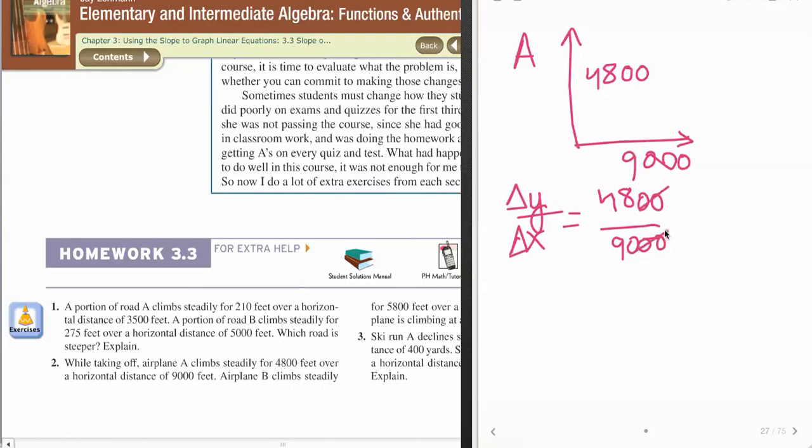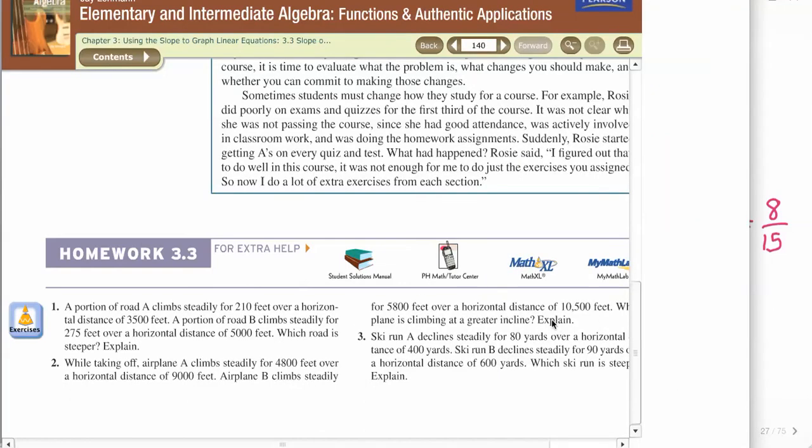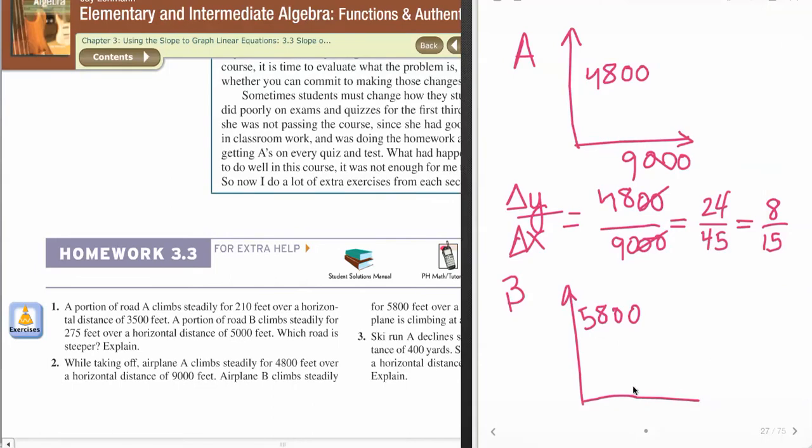And we know we can cancel those out, right? And those are both even, so I can take out a 2, so that gives me a 24 and a 45, and those both have a 3 in common, so that further is going to come down to an 8 there and a 15 there, and that's where it's going to end. Now we talk about plane B as well. In plane B, it says it's going to steadily climb at 5,800 feet over, now I'm going to have to switch back to find out what our horizontal is, over a horizontal distance of 10,500 feet.